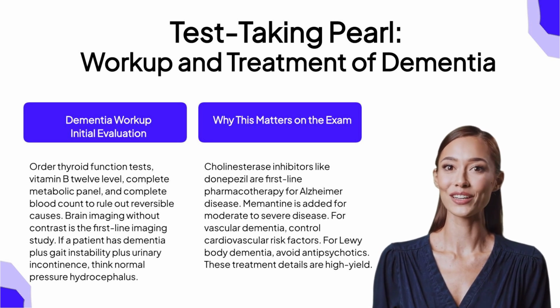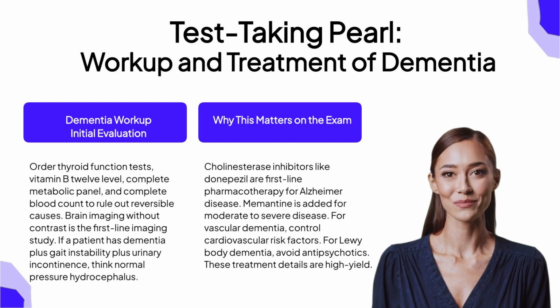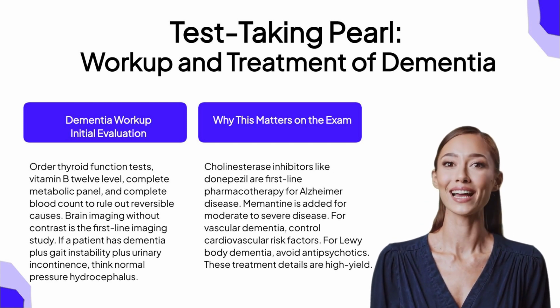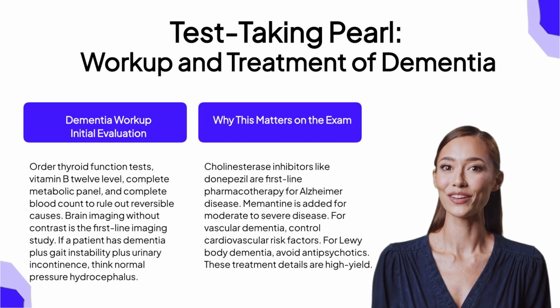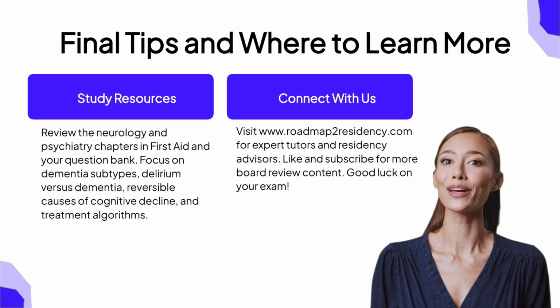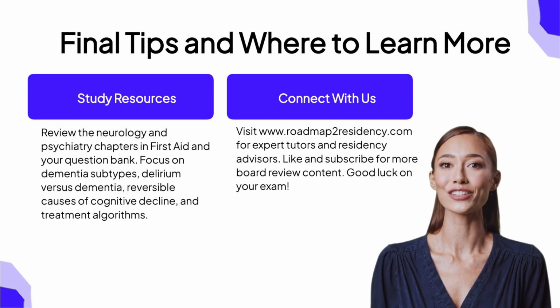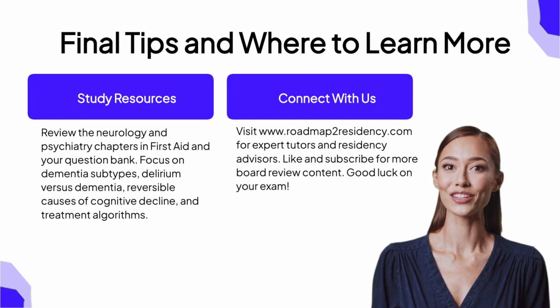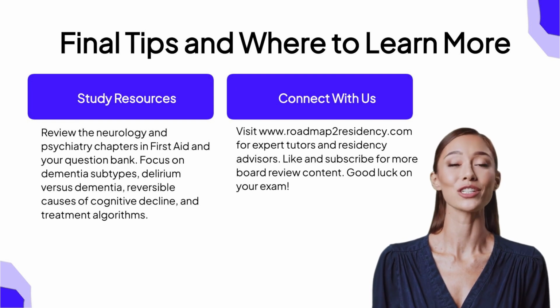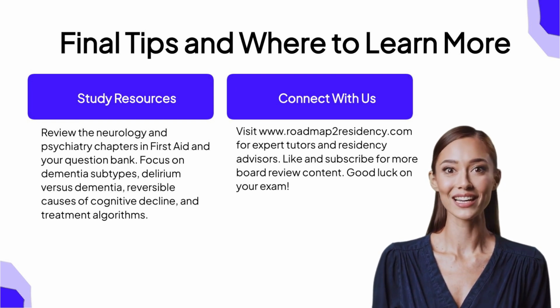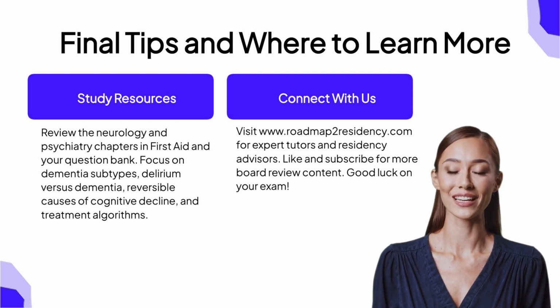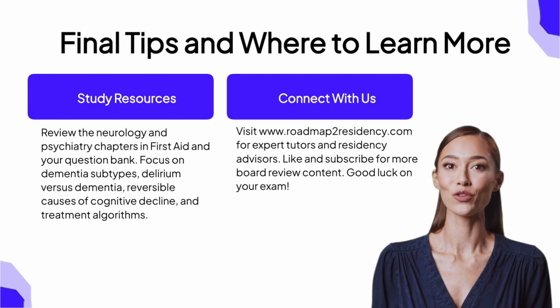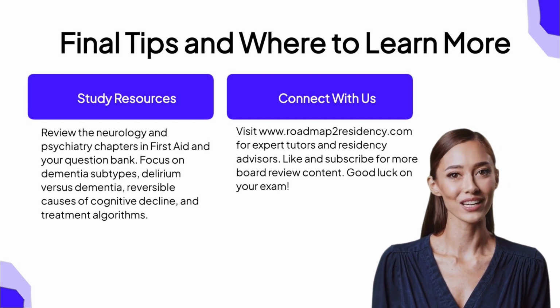Also remember that cholinesterase inhibitors like donepezil are the first-line pharmacotherapy for Alzheimer disease, while memantine is added for moderate to severe disease. These treatment details come up frequently. That wraps up our review of dementia and cognitive disorders test-taking strategies for Step 2 clinical knowledge. Remember to review the neurology and psychiatry chapters in First Aid and your question bank. Focus on the dementia subtypes, delirium versus dementia, reversible causes of cognitive decline, and treatment algorithms.